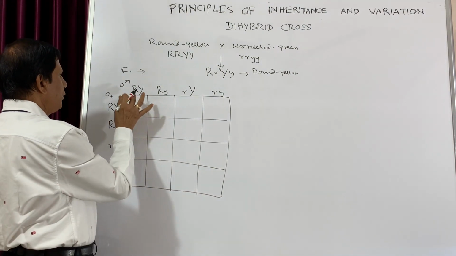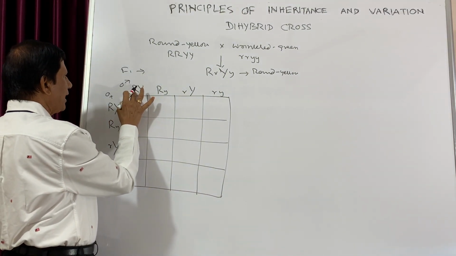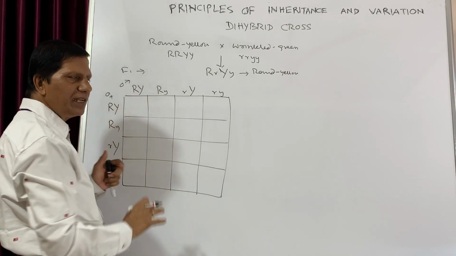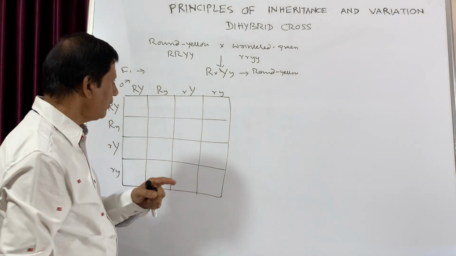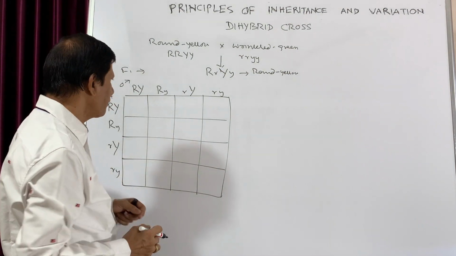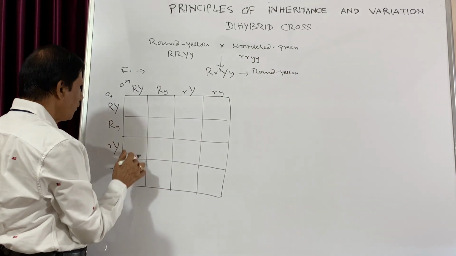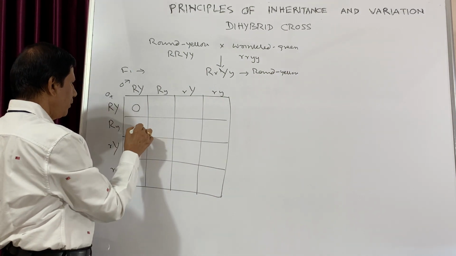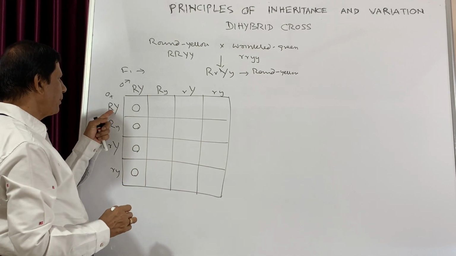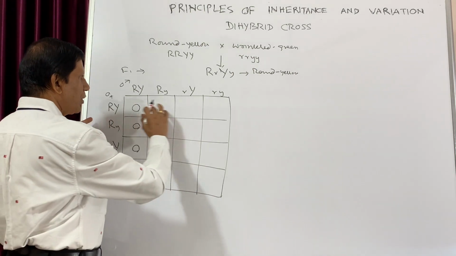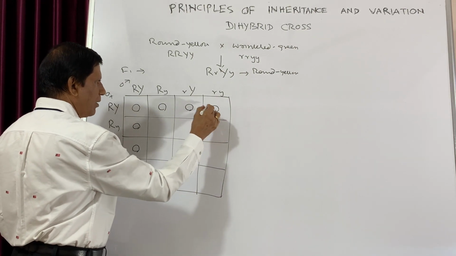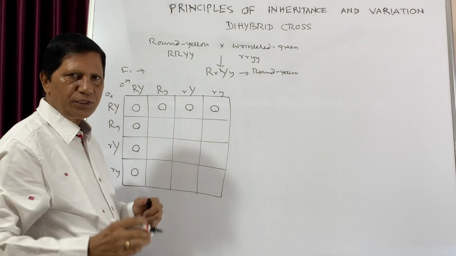So you see here it is capital R, capital Y. That means when capital R is there, the seed will be round, and when capital Y is present, it will be yellow in color. That means all these will be round with yellow in color. Similarly, here capital R, capital Y is there. That means all in this horizontal row, they will be round with yellow seeds.